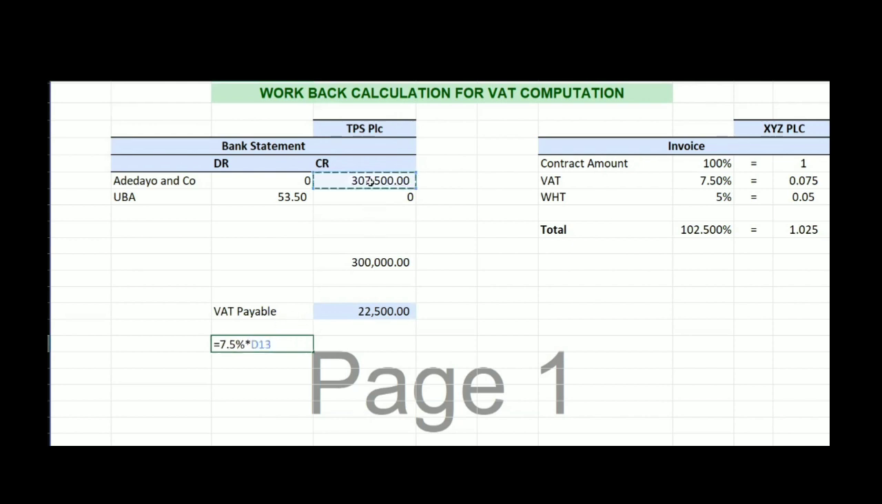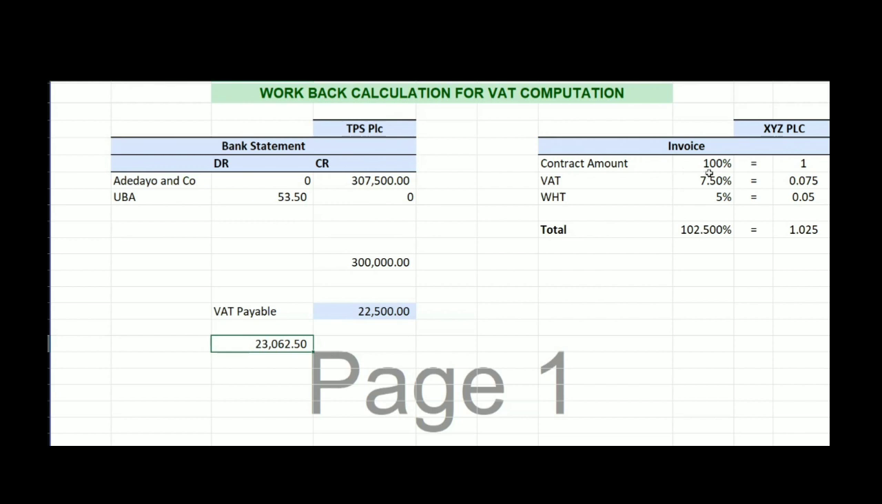Because that will be more like you're overpaying, because the amount in the bank statement is not the contract amount, and there's already VAT inside, right? So you need to do a work back to be able to get the contract amount, so that you'll not be double counting the VAT that you're supposed to pay, and you'll not be making any overpayment of any VAT that is applicable. So I hope this helps and is self-explanatory.